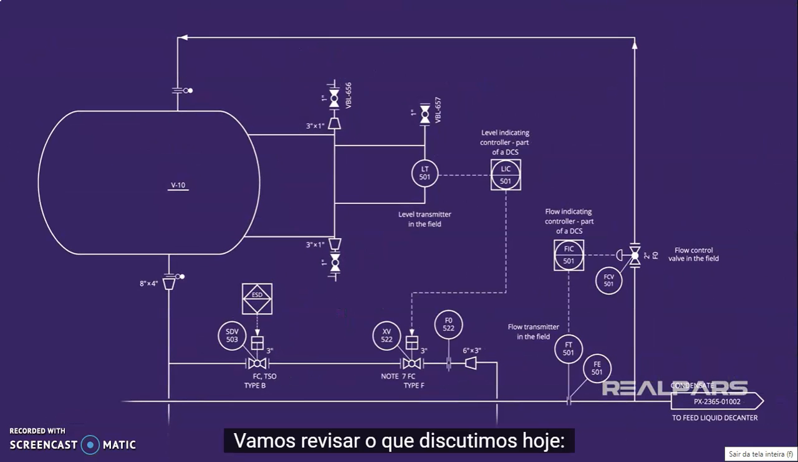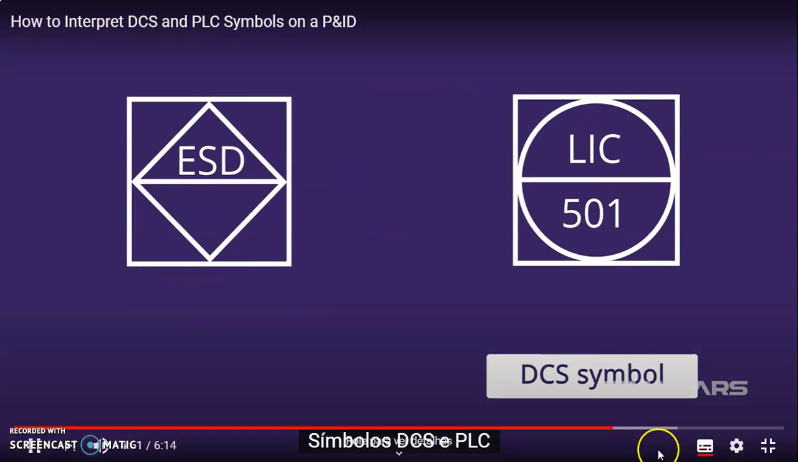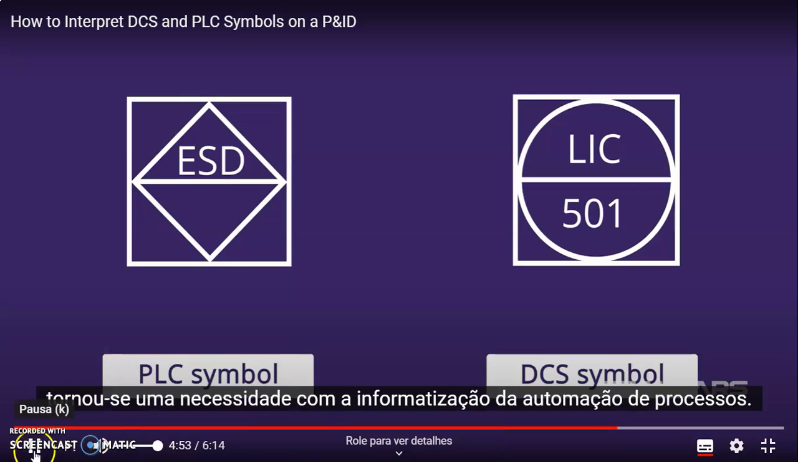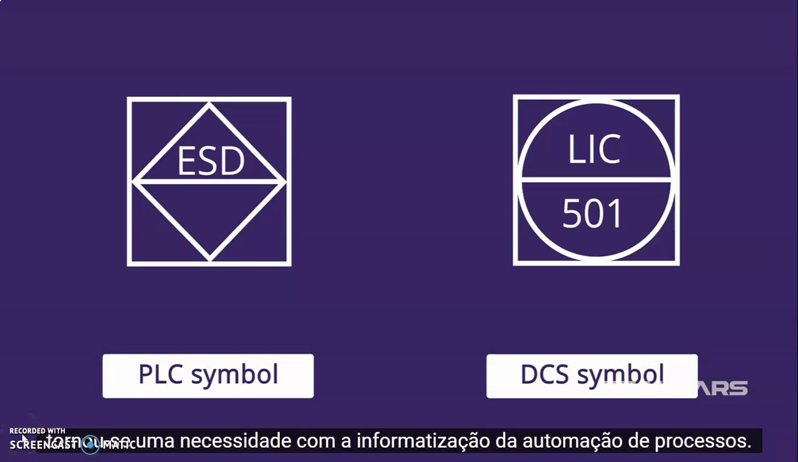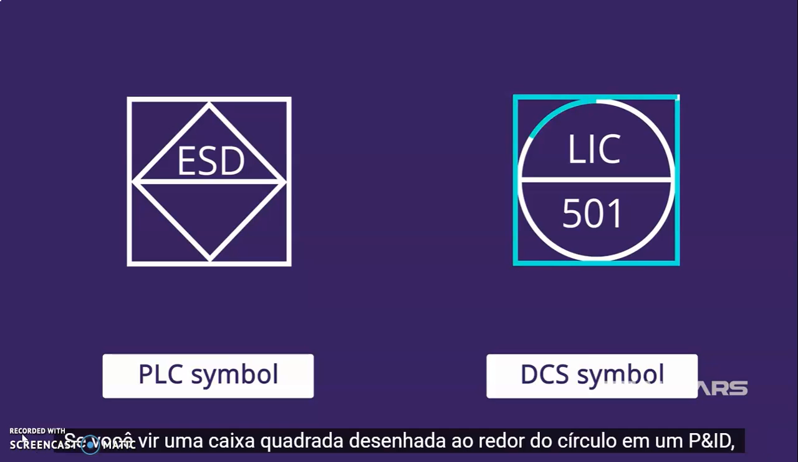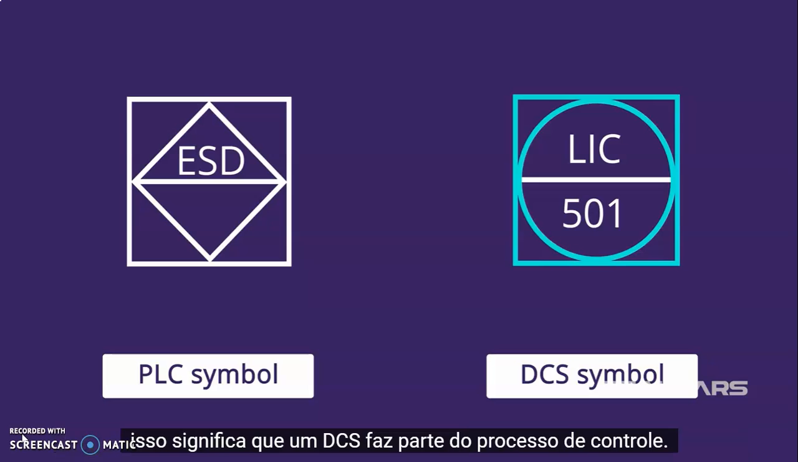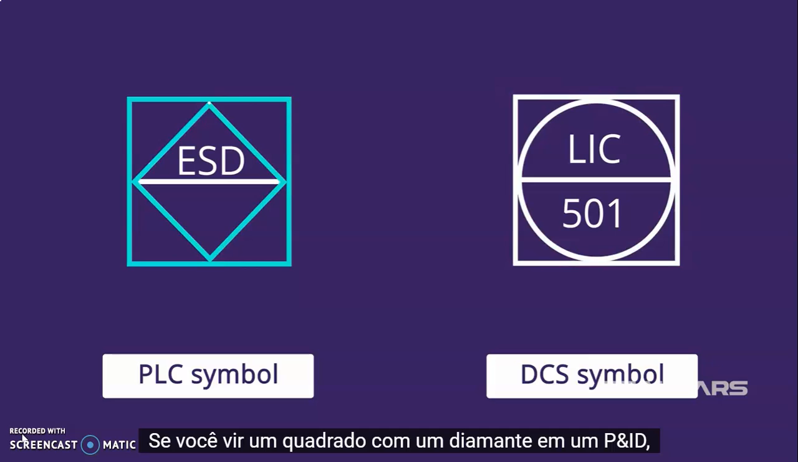Let's review what we've discussed today. DCS and PLC symbols became a necessity with the computerization of process automation. If you see a square box drawn around a circle on a P&ID, that means that DCS is part of the control process. If you see a square with a diamond in it on a P&ID, that means a PLC is part of the control process.